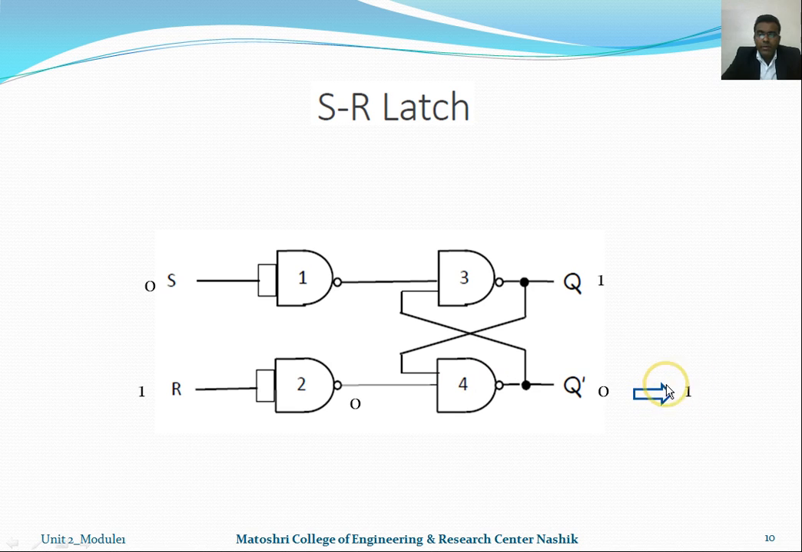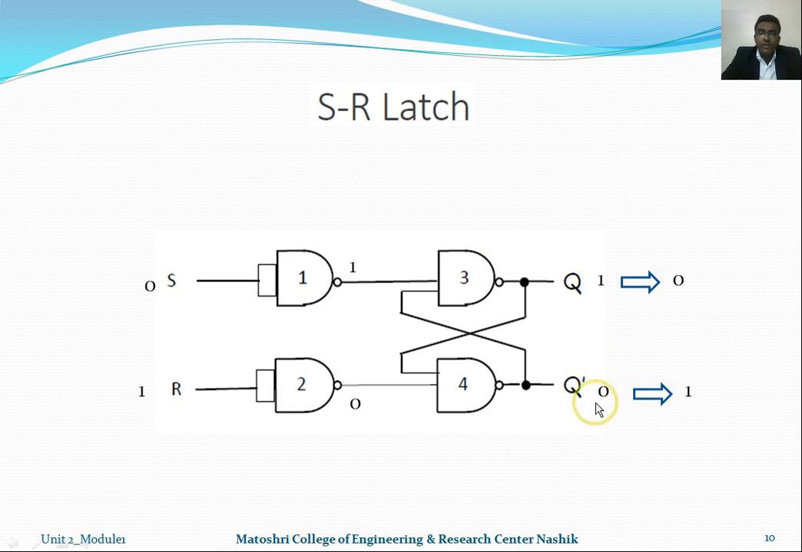Now this Q complement is cross-coupled and connected to the input of the third NAND gate, and for S equal to 0, the first NAND gate generates output 1, which is connected to the input of the third NAND gate. So the third NAND gate has 1 from the first NAND gate and 1 from Q complement. So 1 NAND 1 gives the output Q as 0.